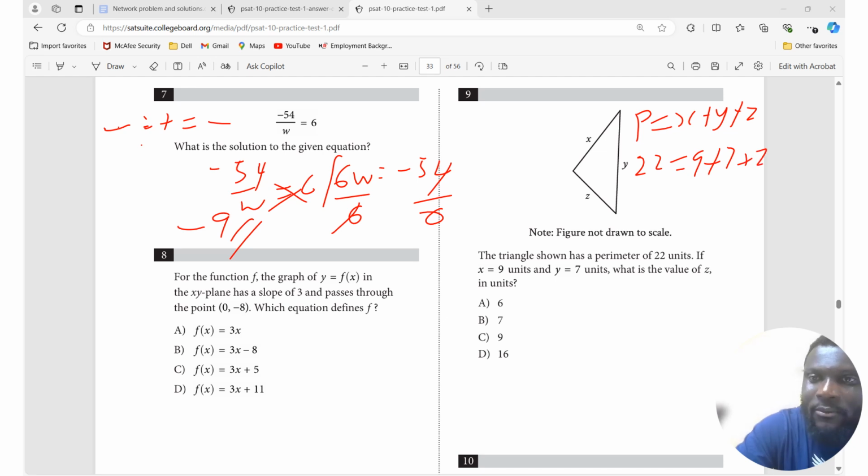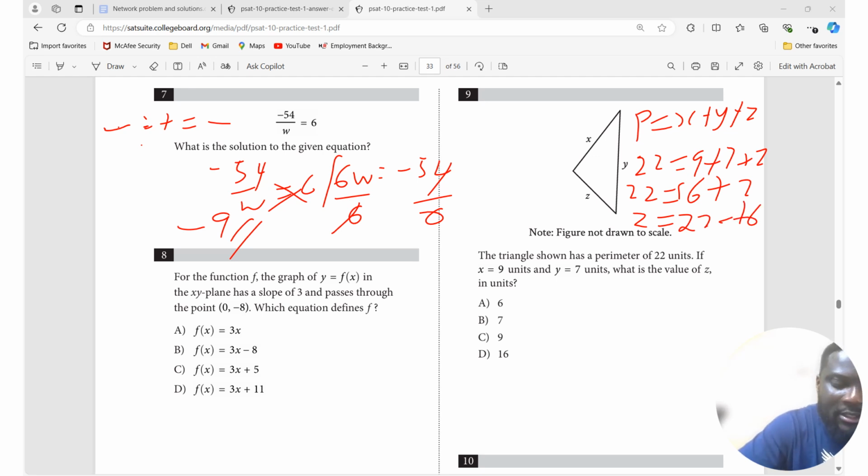But we didn't know z. So what do we do? We have 22 equals 9 plus 7 plus z. 9 plus 7 gives us 16, plus z. You collect your like terms, making z the subject of the formula. So z is equal to 22 minus 16. So 22 minus 16, what are we going to have? Z will be equal to 6. So that is the answer. Now let's go to this next question.